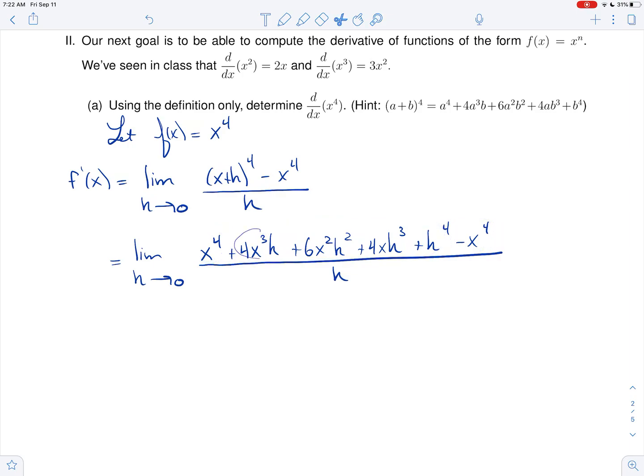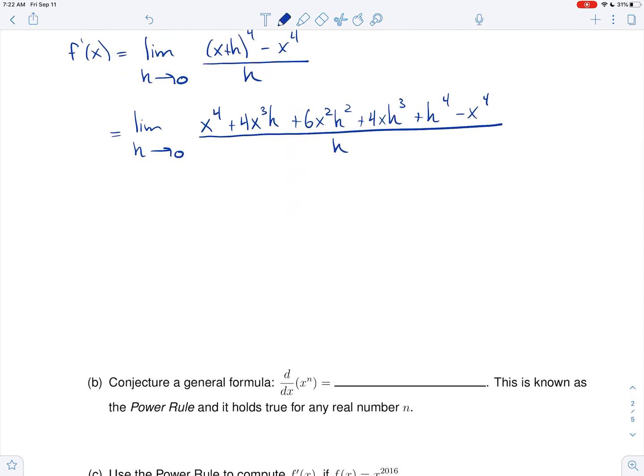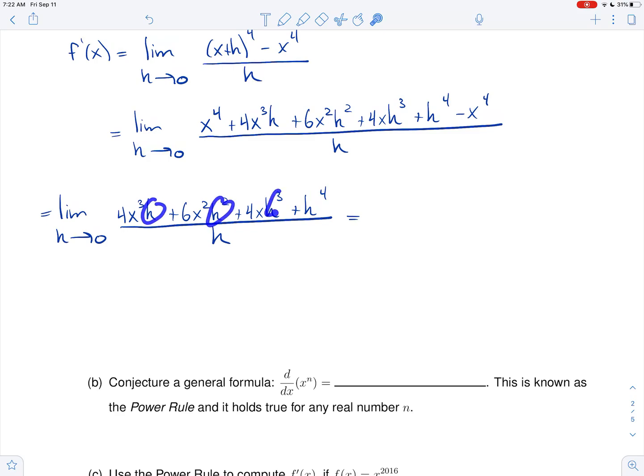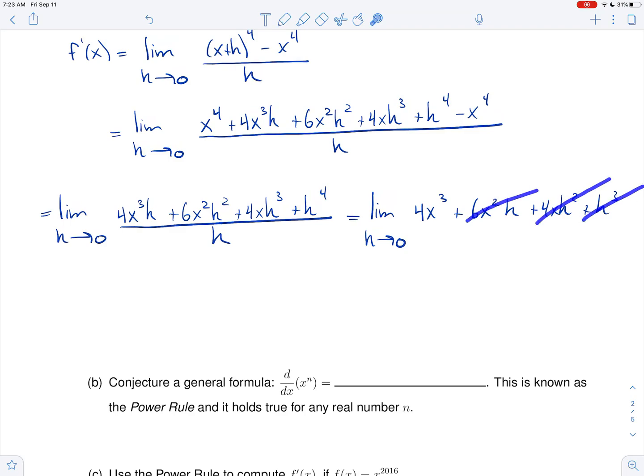I'm going to make use of the fact that this is an iPad and just copy those, and now we can say, okay, this is the limit as h goes to 0 of this guy all over h. And so now we can cancel an h, right? I've got an h here, and an h, we can cancel an h. This is the limit as h goes to 0 of what? 4x cubed plus 6x squared h plus 4x h squared plus h cubed. h goes to 0, knocks out this, this, and this. And so you can see this limit is going to be exactly 4x cubed.